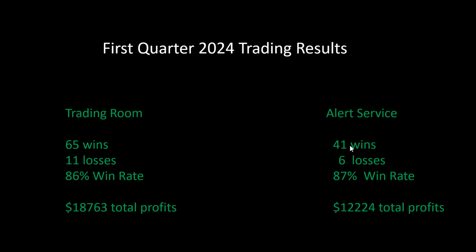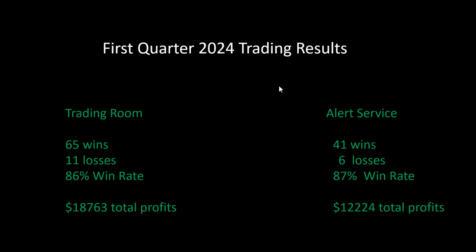And the alert service: 41 wins and 6 losses, 87% win rate, 12,224. Not bad, but these are the results we've got so far. These will probably actually go up a little bit because I've still got 3 trades open from March that haven't closed yet that are likely to be profitable.